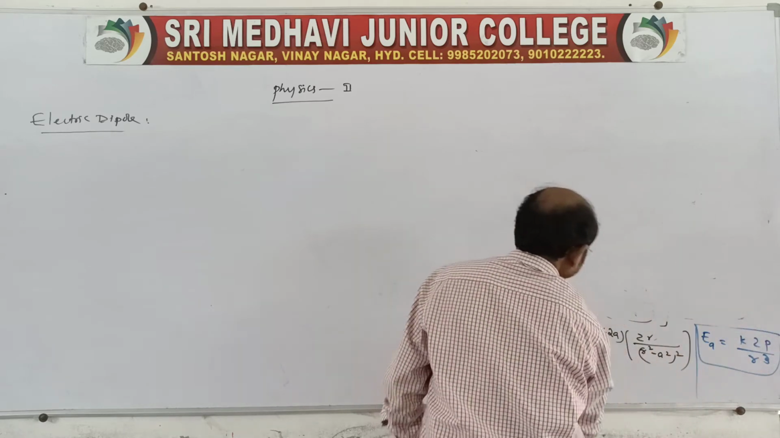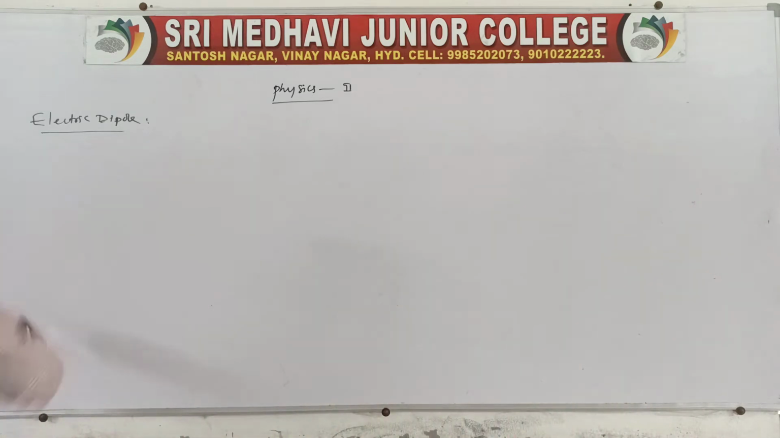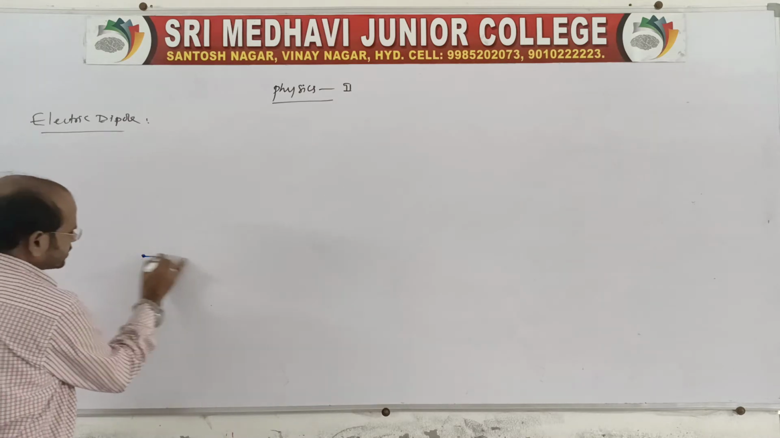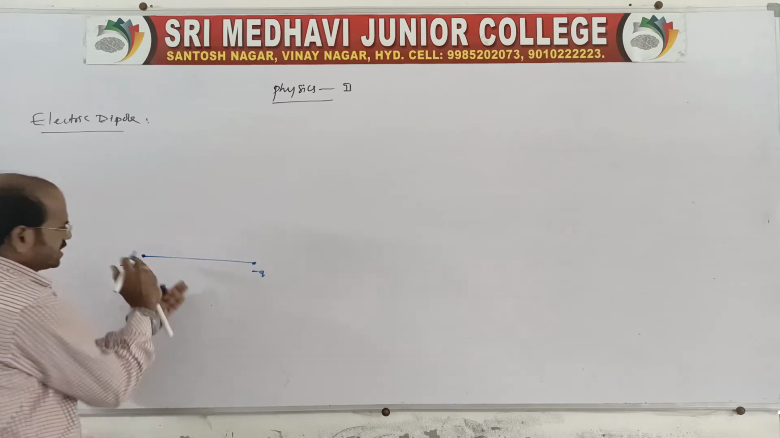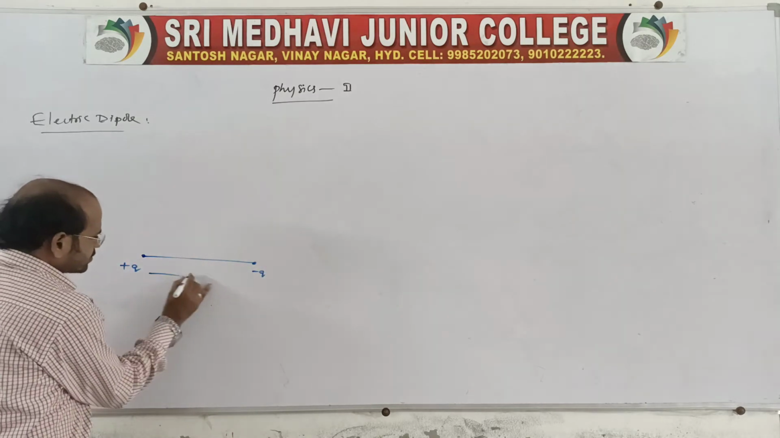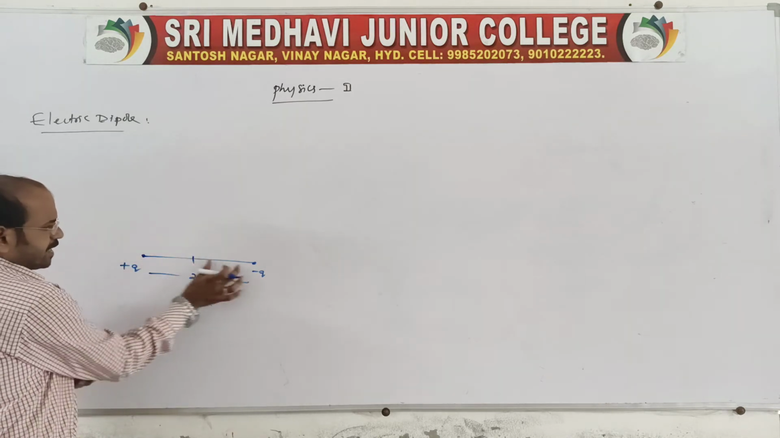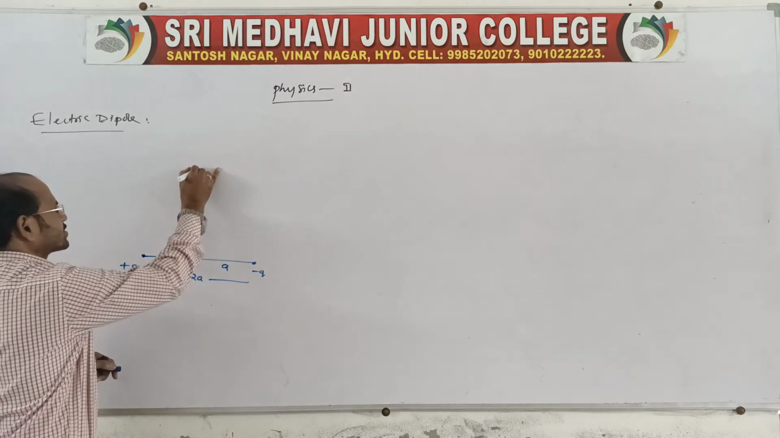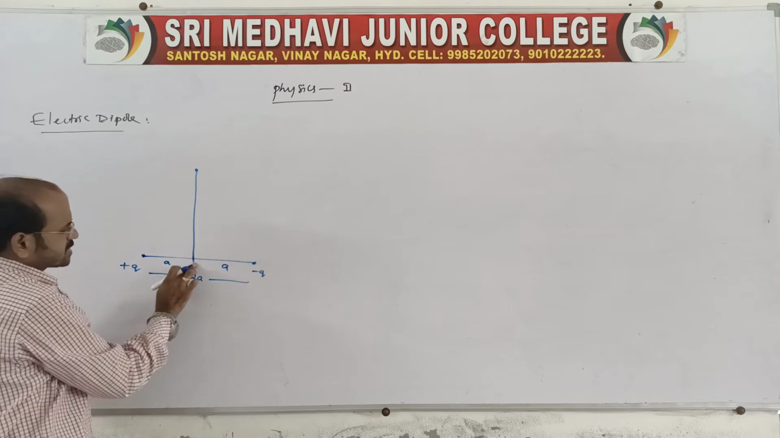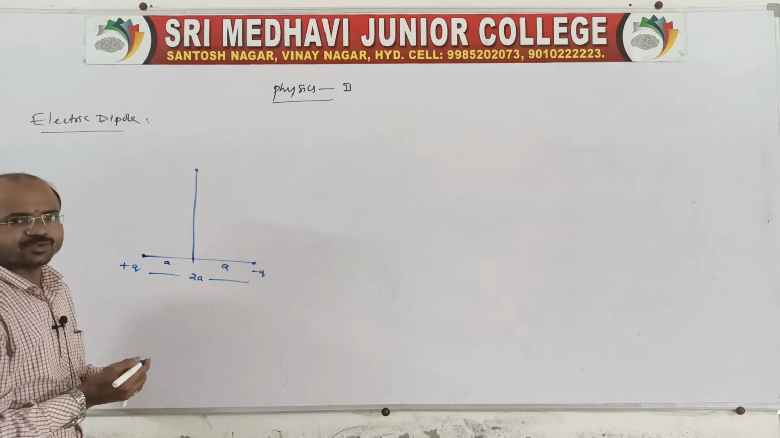I will show the diagram, then we will see what is happening and how to get the expression. Take two charges, plus q and minus q, separated by a small distance. You can change the signs if you wish, no problem. The distance between the two charges is 2a, so from the center it is a and a. The equatorial line is a straight line passing through the center and perpendicular to its length.